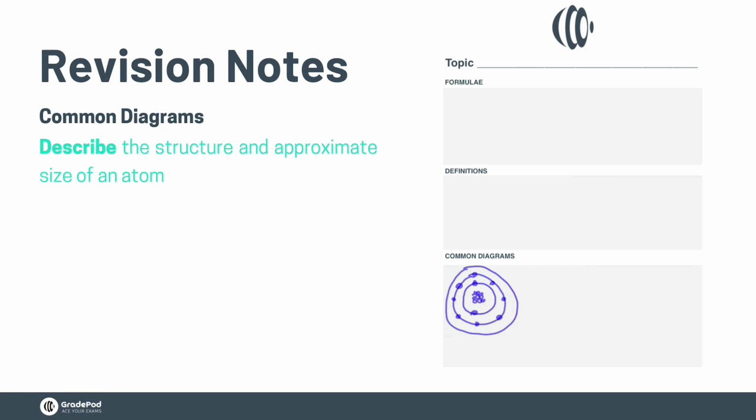So you draw all this, you write down size of atom is 10 to the minus 10 meters. Size of nucleus is 10 to the minus 14 meters. And we'll put most of mass in nucleus. Happy with that? Let's move on.